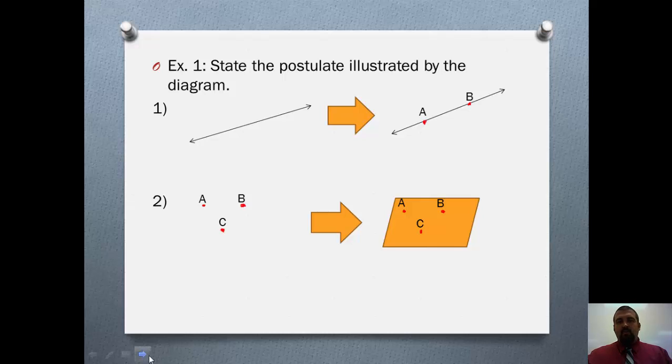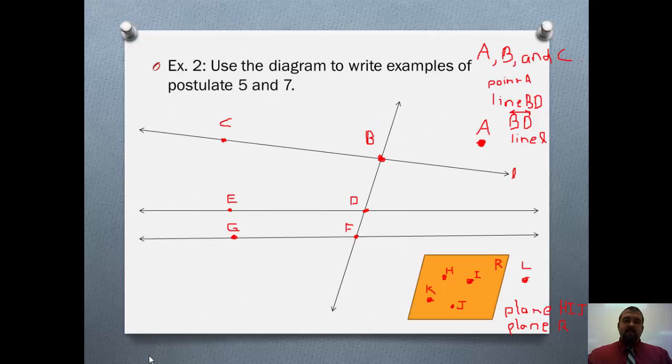You probably will see one for each one of these on your homework. Just basically identify the postulate for me. You need to know which one is represented in each case. Example 2. What if I gave you just some random diagram that we had last chapter and I said, hey, write examples of postulate 5 and 7.